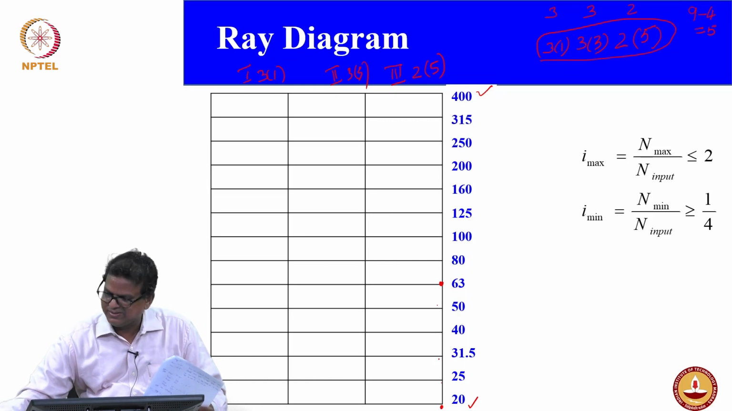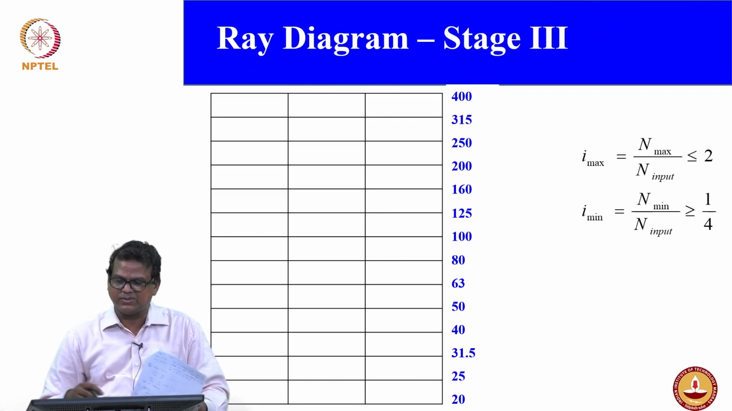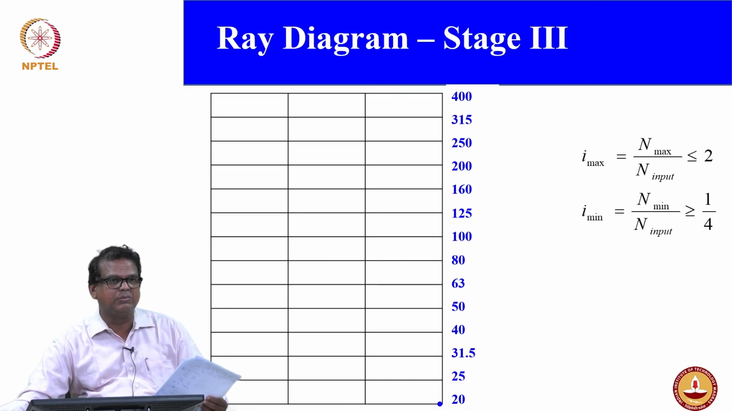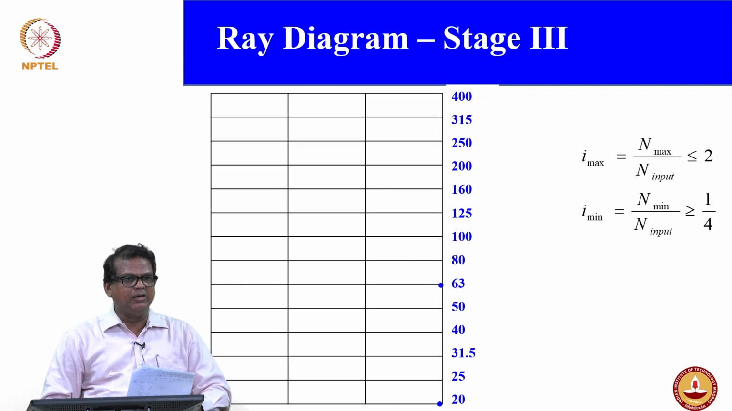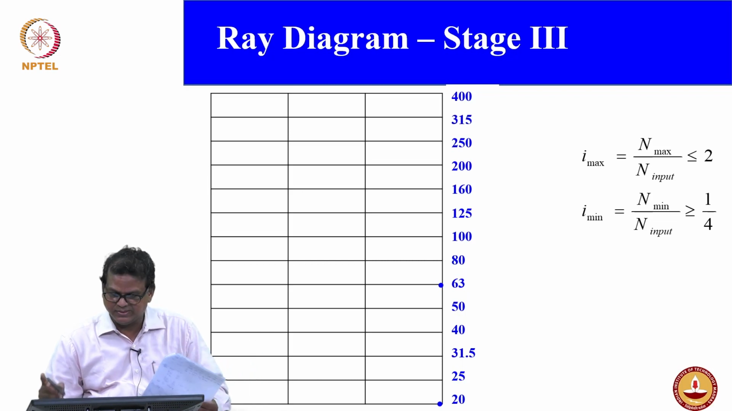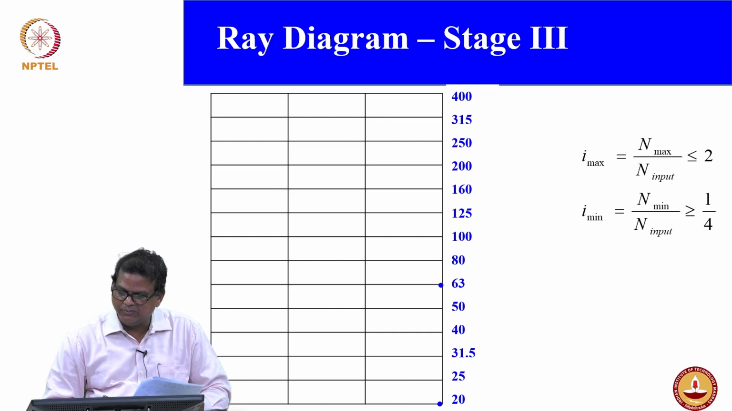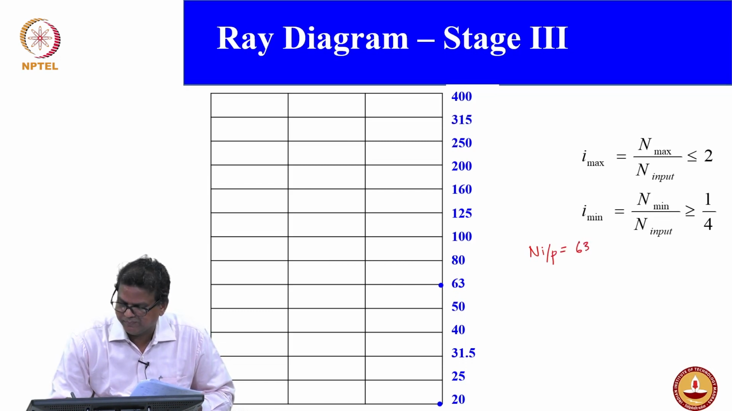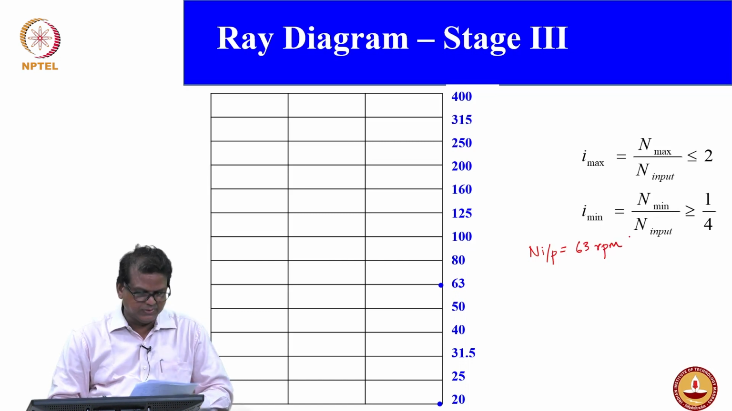So we will go for this stage 3 now. For stage 3, as I already discussed, 20 is the minimum speed and the maximum speed is 63. Now we need to find out what would be the input speed for stage 3. It cannot be below 20, it has to be above 20, between 20 and 63. So we will choose the input speed n input as 63 rpm.